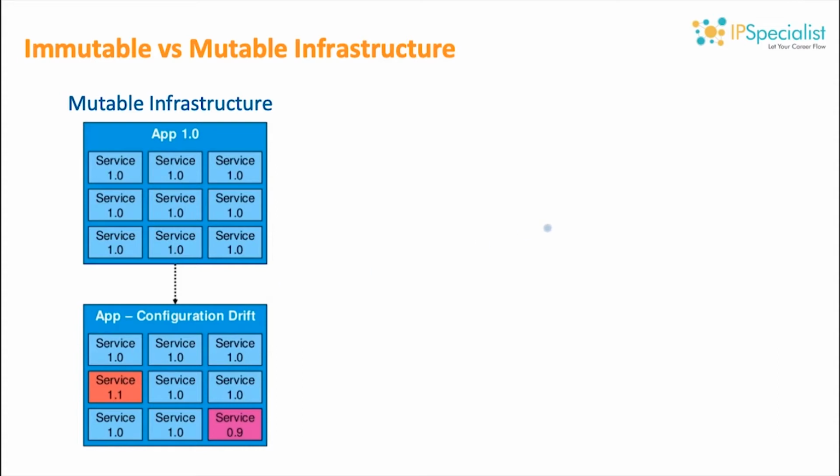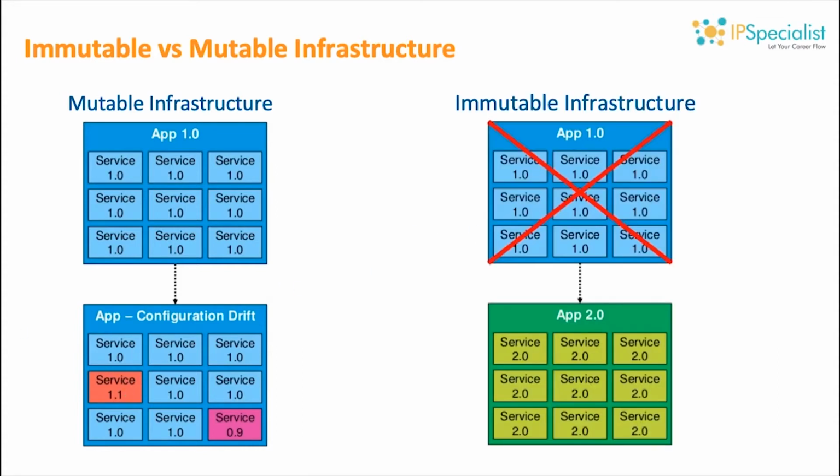Now, in comparison, what is immutable infrastructure? With IaC, immutable infrastructure is implemented so that it cannot be modified once originally provisioned.